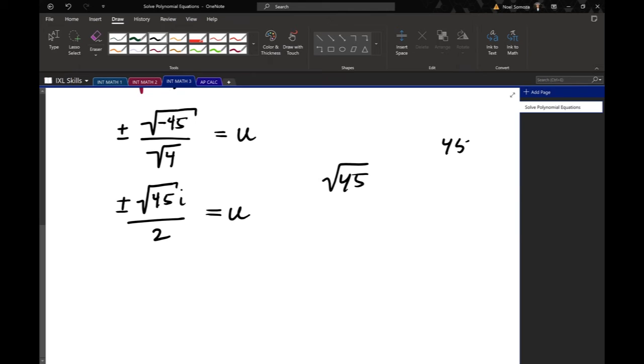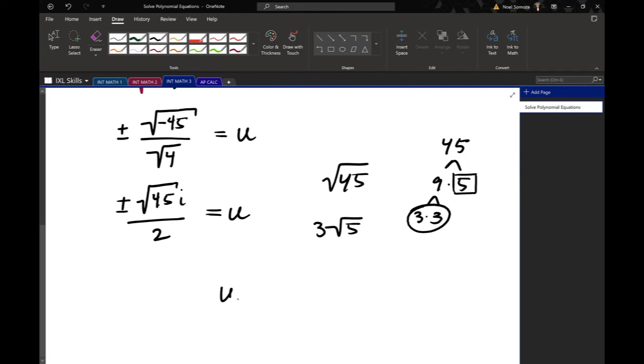45, if we were to do a factor tree on this, that tells us that this is 9 times 5. And 9 is 3 times 3. This is a pair. Okay, 5 is a prime and can no longer be factored, or has no other factors besides 1 and 5. So square root of 45 is actually 3 root 5. Okay, so that's what I can turn the square root of 45 into.